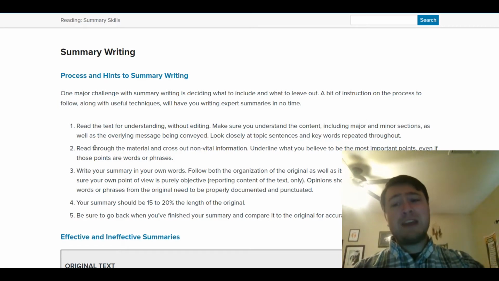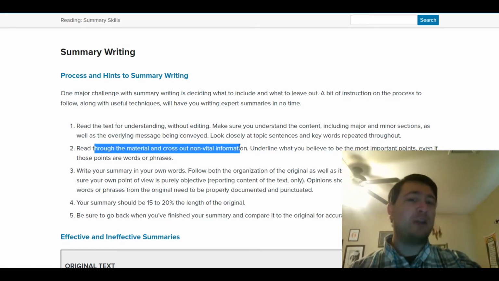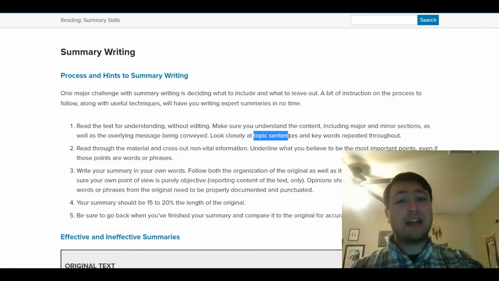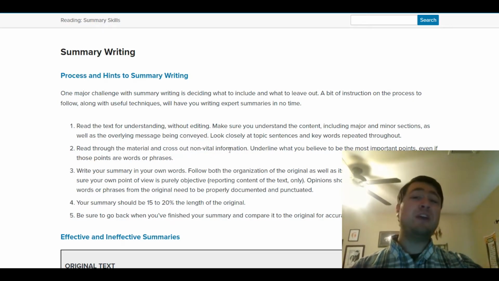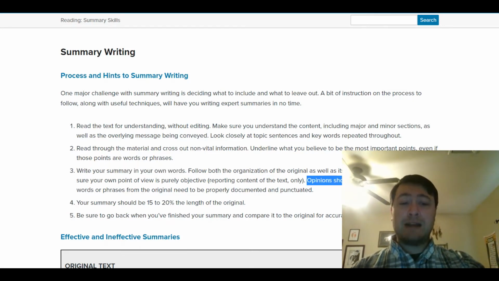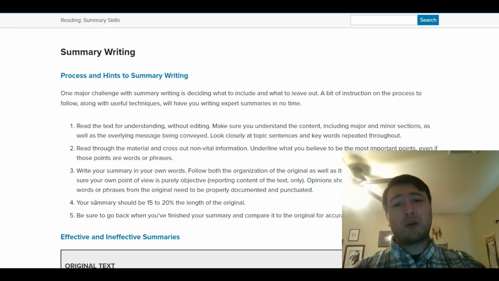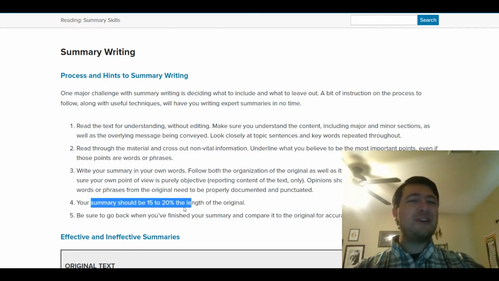Another strategy that you might use to write a summary is to go through the original piece and cross out any non-vital information, leaving things like the topic sentences and keywords intact. Therefore, you can go back and look at them and piece it together. Then you can begin writing your summary in your own words. Now, with that being said, you want to keep in mind that when writing a summary, you want to keep your personal opinion out of it. Also, a good rule of thumb when summarizing a text is that it should be about 15 to 20% the size of whatever the original document being summarized is.